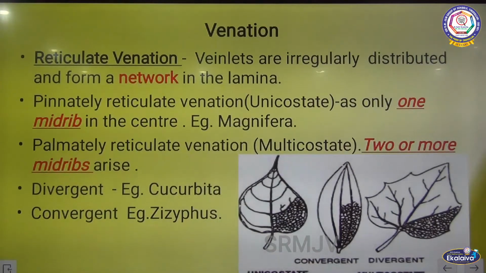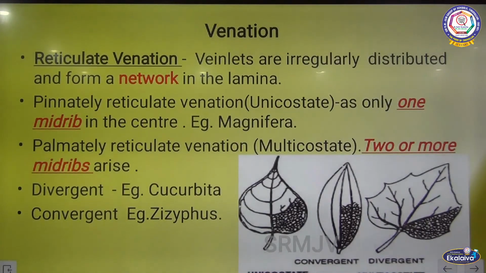In palmately reticulate venation, you will find multicostate, where you will find more than one prominent midrib. If two or more midribs arise, you call it multicostate. In this, we are going to see divergent in Cucurbita, where the midribs are diverging from the base of the stem to the tip. And if all the veins meet at a point, you call it convergent, Zizyphus.